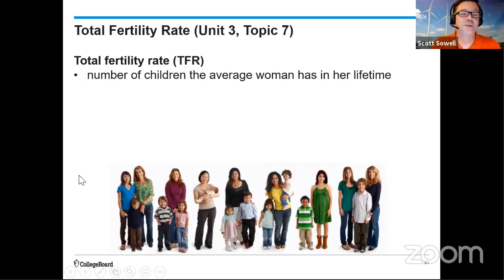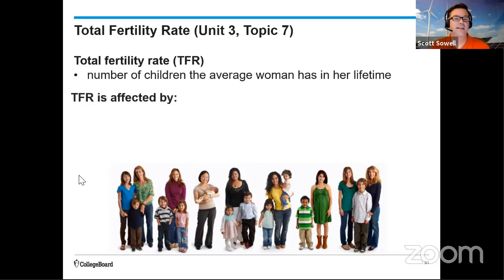So I just think that's really cool. It's great to hear the actual voices of the individuals experiencing these changes as opposed to just hearing me blah, blah, blah about it. So one of the things they mentioned in there was total fertility rate. So this is Unit 3, Topic 7. And so basically the total fertility rate is the number of children the average woman has in her lifetime. This is on average per country.